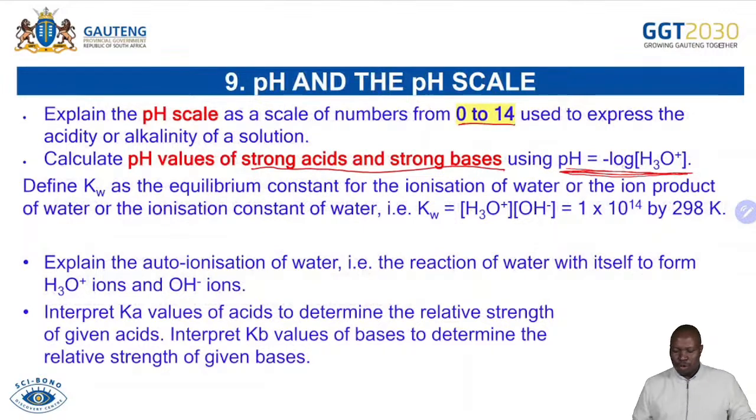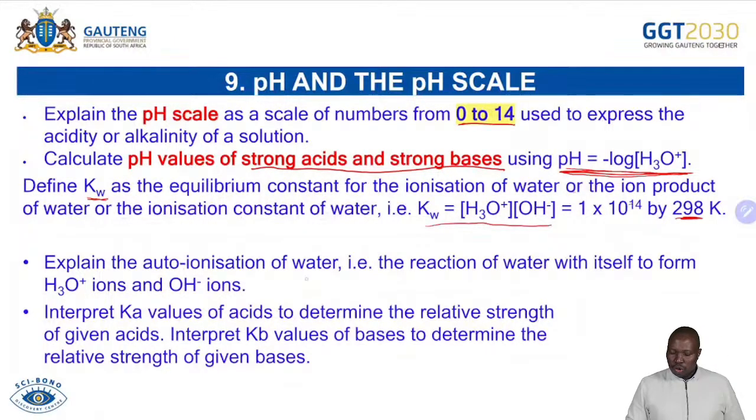Very much important for you to do that. We will do some of these activities as we move on. And you must be able to define the Kw, the ionization constant of water, as the equilibrium constant of the ionization of water, or the ion product of water. So you must be able to know that. We are saying the Kw is the concentration of H3O+ multiplied by the concentration of OH-, which equals 1 times 10 to the power of minus 14. That happens at 25 degrees Celsius, which is 298 kelvins.